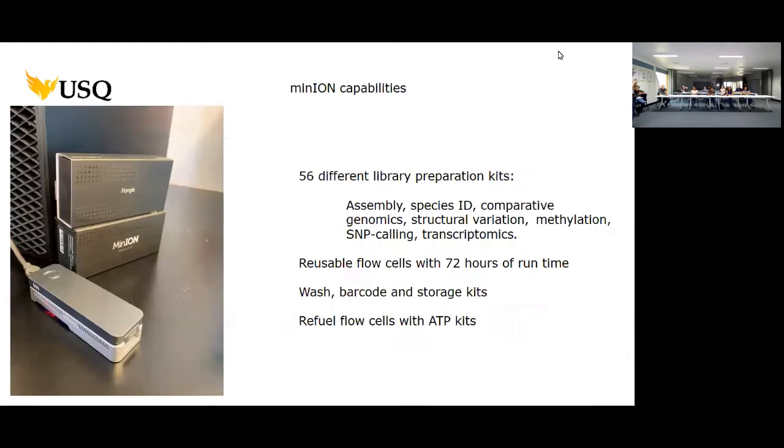So the MinION. So this is what we've got up in the lab. What are the capabilities? There's about 56 different library preparation kits that you can choose from. So things like assembly, species ID, comparative genomics, structural variation, methylation, SNP pooling, and transcriptomics. So really flexible. You can do RNA, you can do DNA, you can do kits that are PCR free, so you remove that PCR bias. If you don't have a lot of DNA, there are PCR kits that you can ramp it up as well.